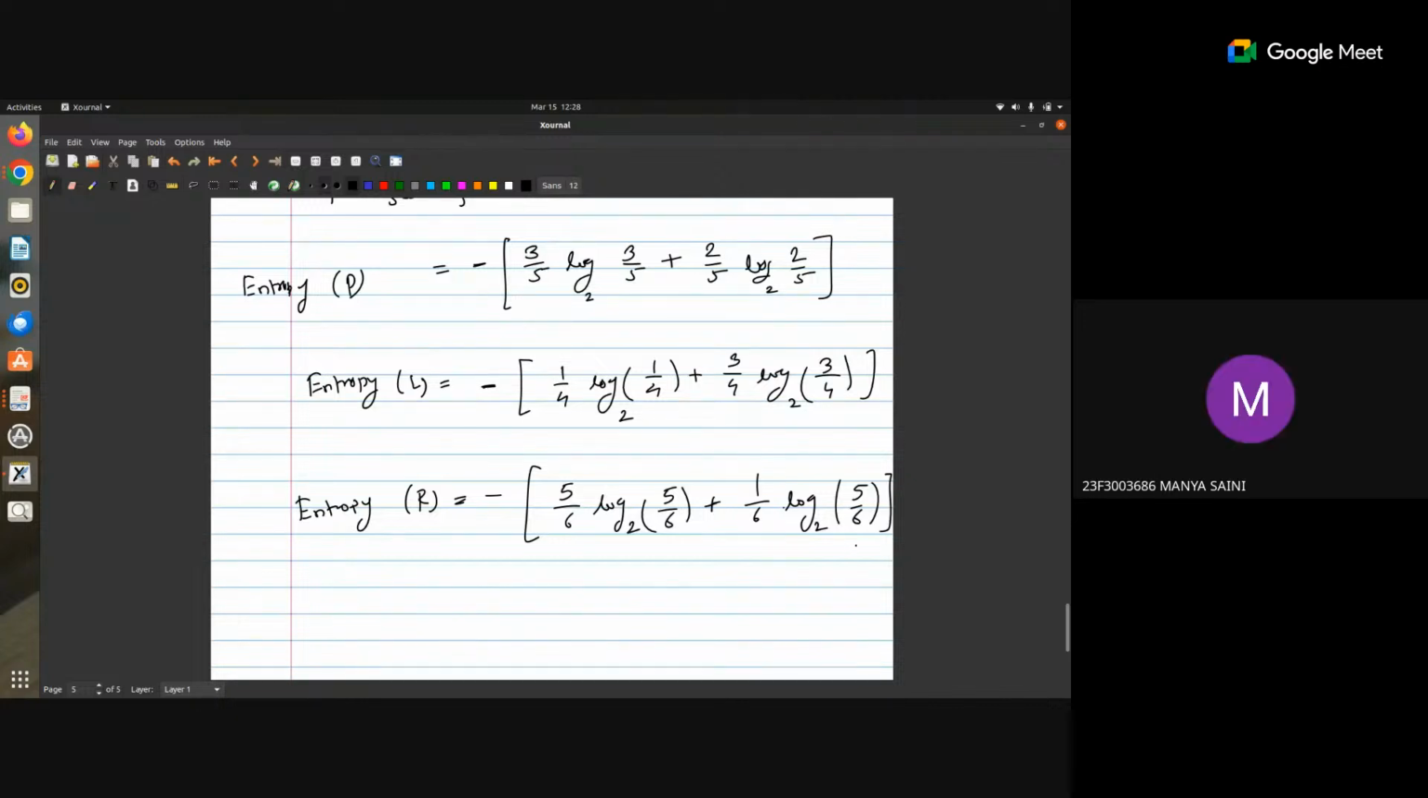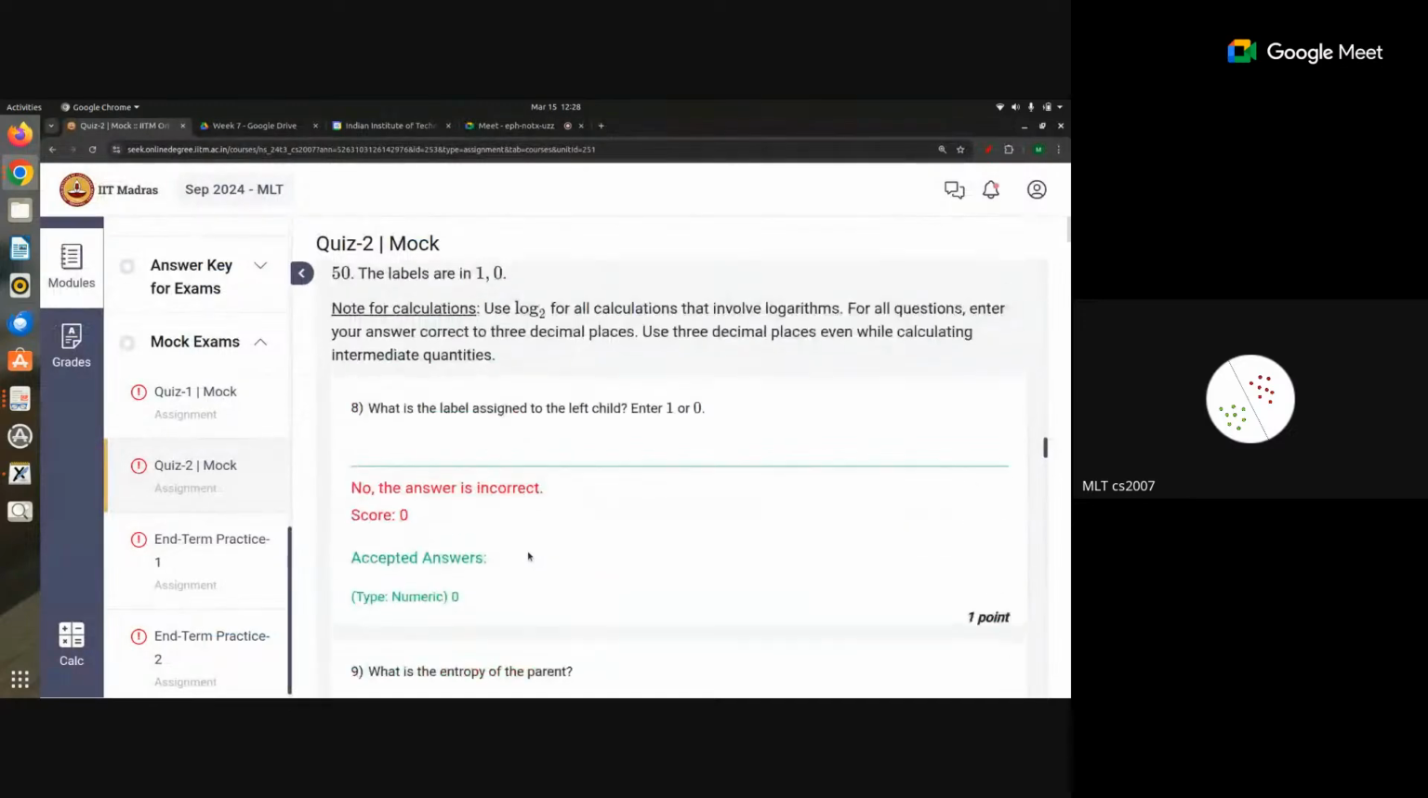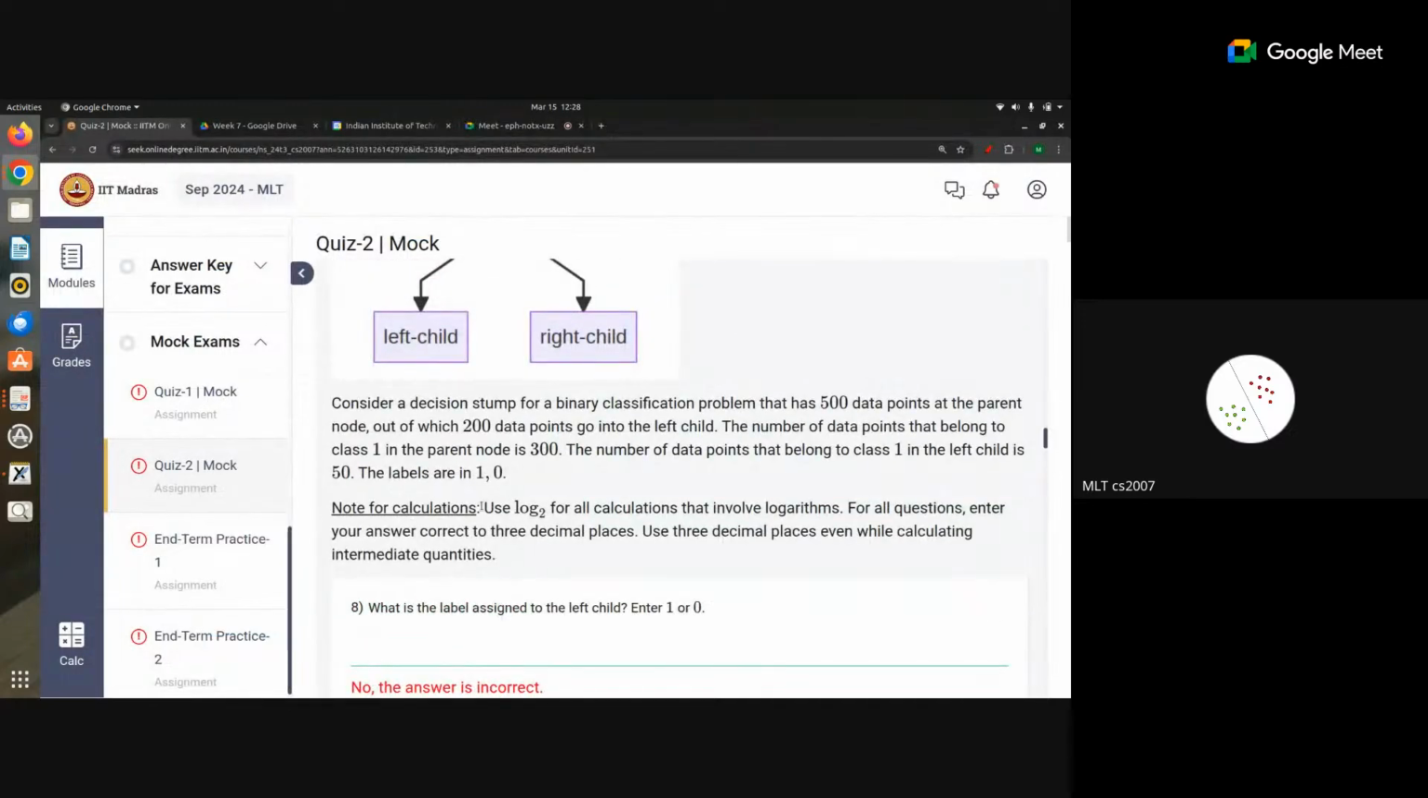Was the base given in the question? Was the base given in the question for log? Yeah, I think it is given. It is said that for the calculation, use log base 2. It will always be to the given base, right? It should be given. Otherwise, how will you know, right? So it has to be given.